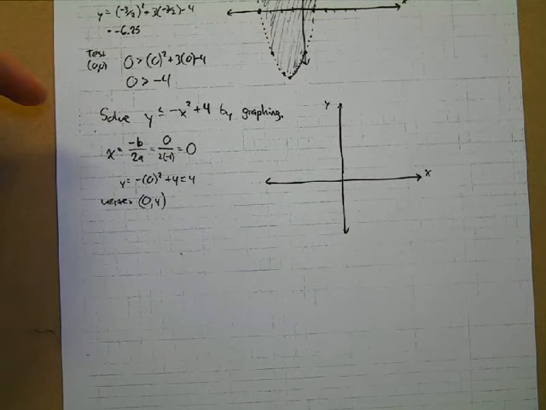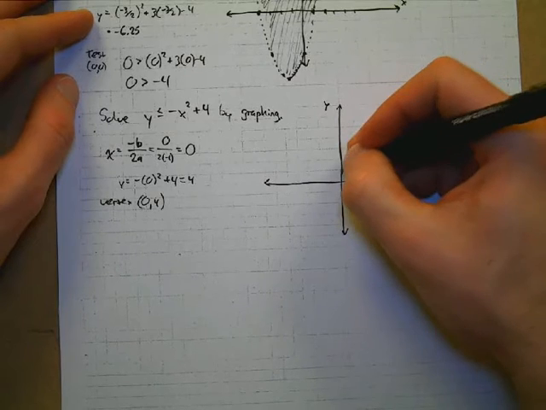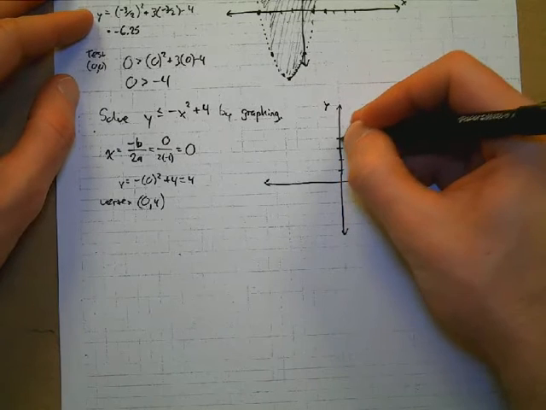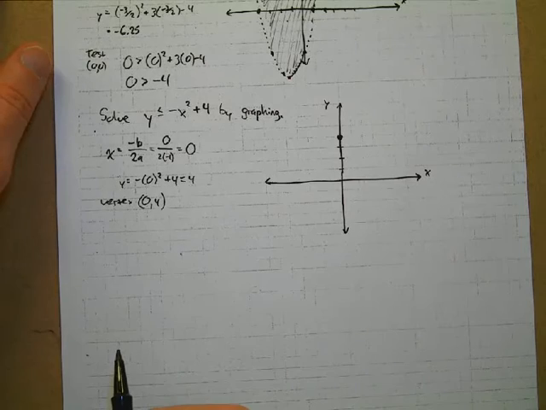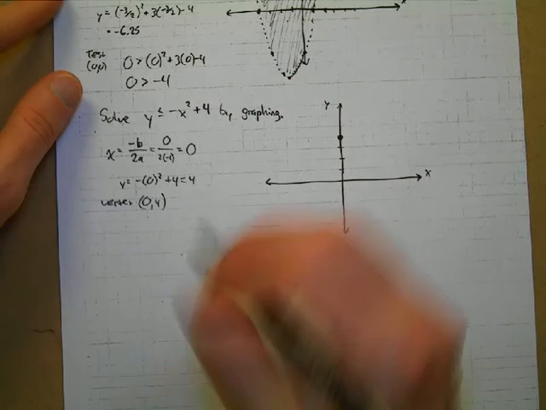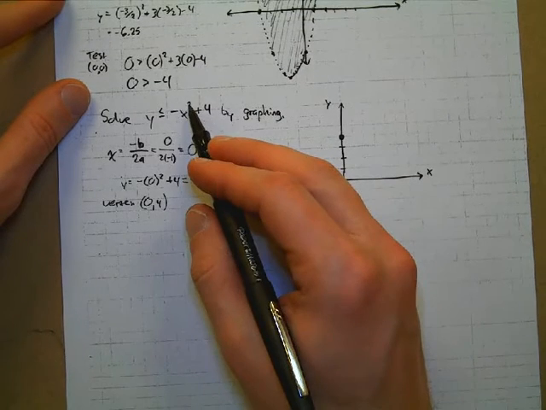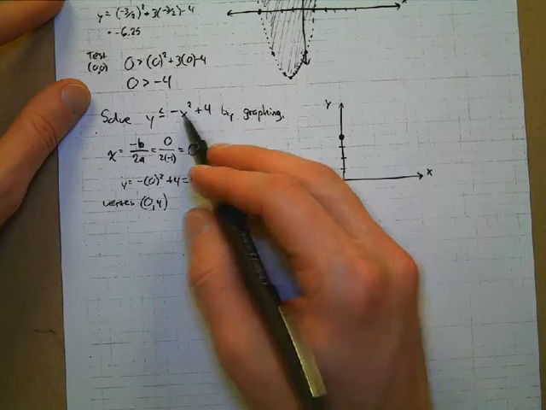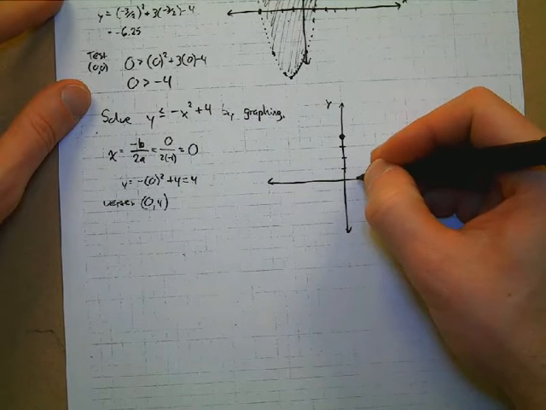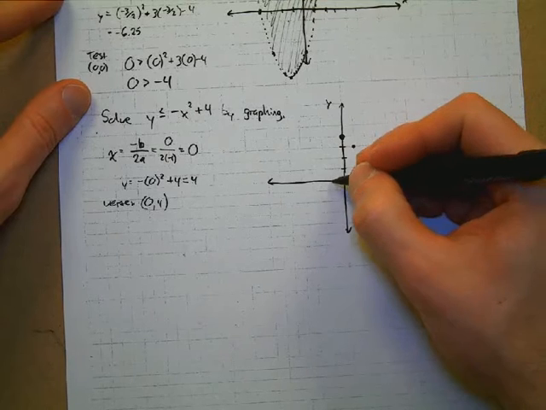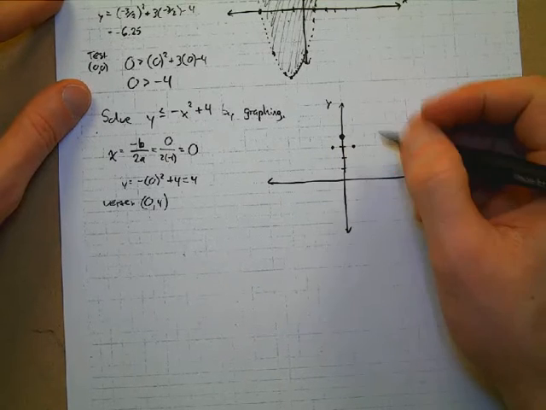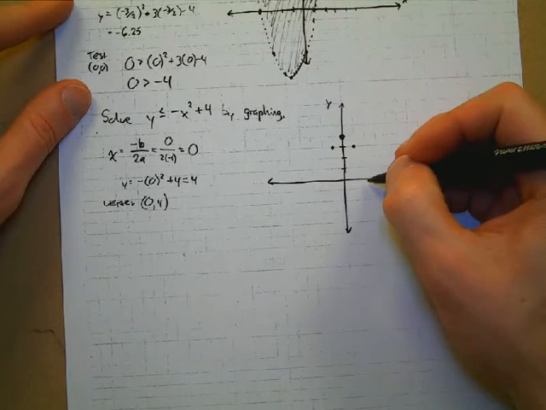Okay, and let's pick some more points here. I'll plug in 1. So 1 squared is 1, negative 1 though, plus 4 is 3. So 1, 3, and then by symmetry, negative 1, 3 as well. You can also try 2. 2 squared is 4, negative 4 plus 4 is 0. So we got a 0 at 2 and a 0 at negative 2 as well.